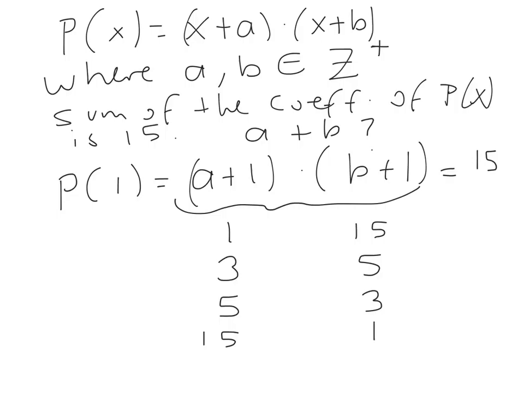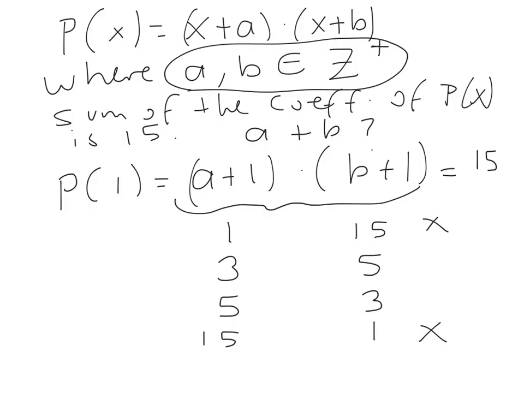I have to eliminate the first and the last possibilities. Why? Because if a + 1 equals 1, then a must be 0. But we know that a and b are positive integers, so these cases cannot be true. The last one is similarly not possible, because if b + 1 equals 1, then b is 0, which conflicts with the given of our question.